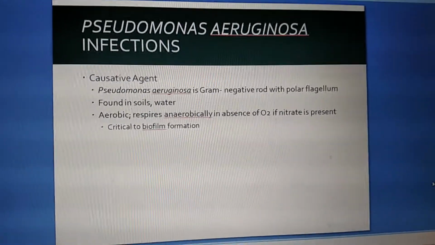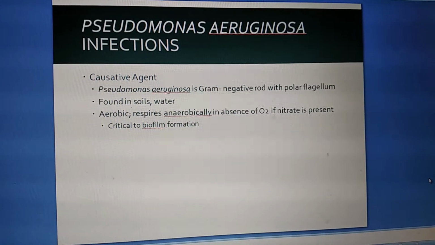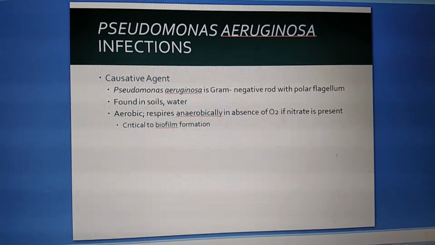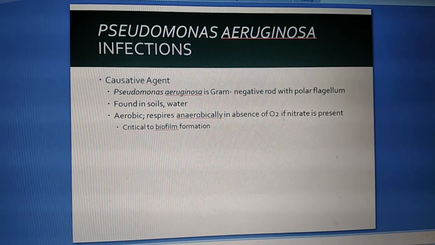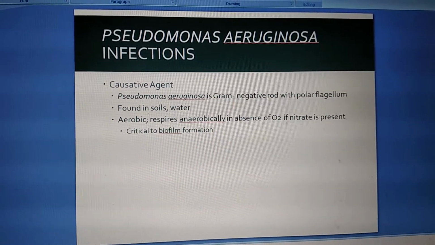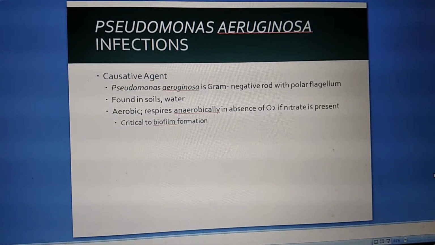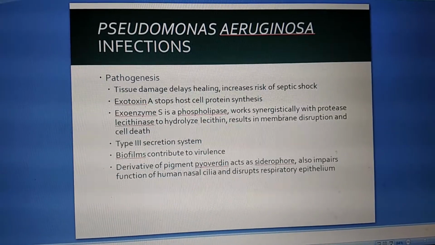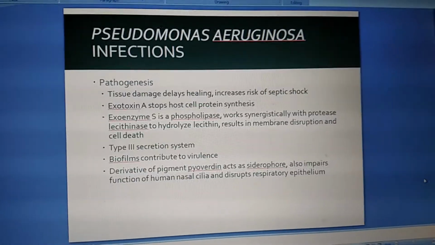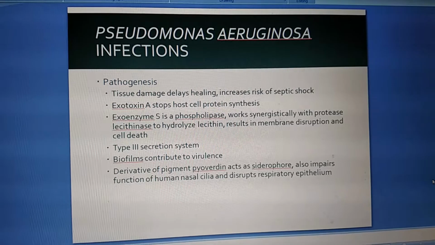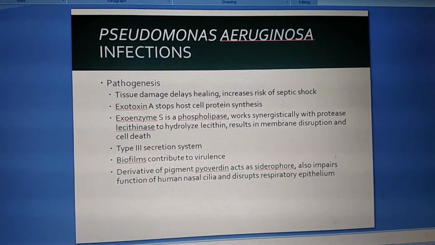Now, Pseudomonas aeruginosa is gram-negative. It is a bacillus. It does have a polar flagellum. It is found in soils and water. Now, while it's aerobic, it can respire anaerobically if nitrate is present, and it is really important in terms of biofilm formation. One of the issues with Pseudomonas is that it causes delays in healing with tissue damage, and you can end up with septic shock.